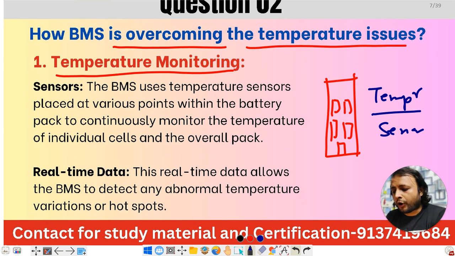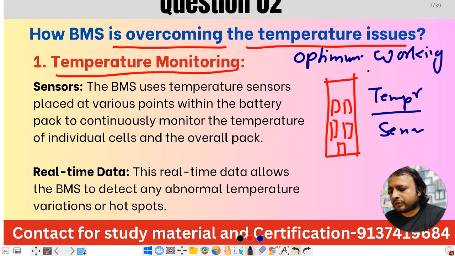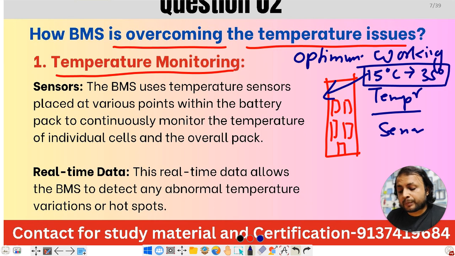So as we know, the optimum or working temperature of an EV is around, I'm considering, 25 degrees centigrade to 35 degrees centigrade. So if it is going below this temperature, the sensors will give the information to the BMS, and the BMS will take the appropriate action. If temperature is going below 15 degrees centigrade, that means the heating system of the electric vehicle should start.